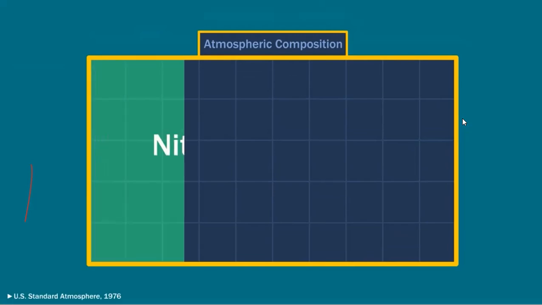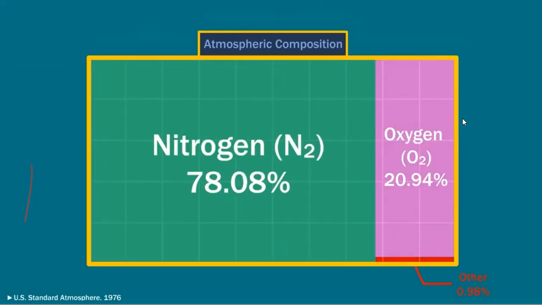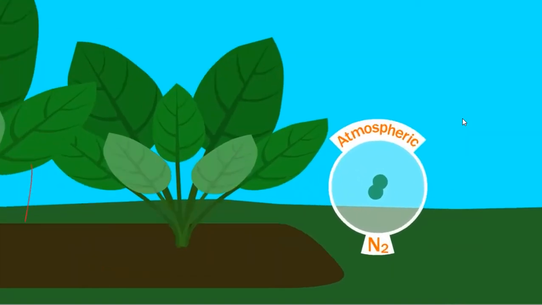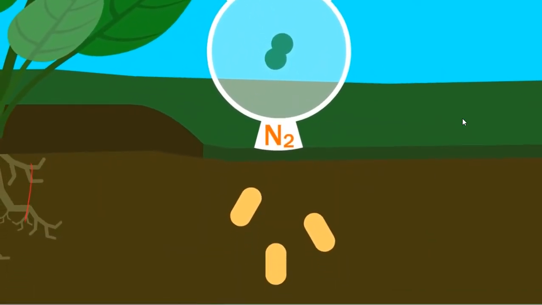Nitrogen makes up 78% of the Earth's atmosphere by volume. But most of this nitrogen takes the form of two nitrogen atoms strongly bonded together, which isn't very reactive and is useless to plants. For it to become plant available, we need the help of bacteria.